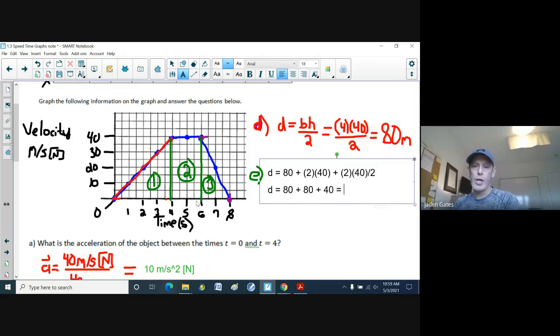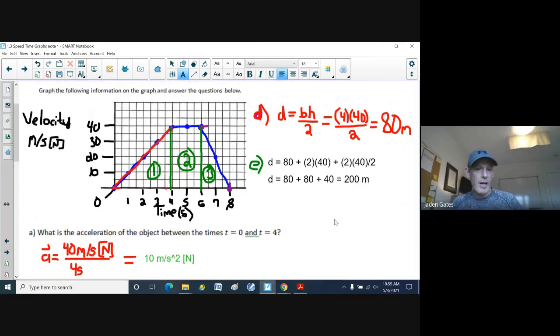So if we add all those up, let's see here. 80 plus 80. Yeah, Corey, I agree with you. 200 meters in total this person traveled. Even though it looks like they sped up, then maintained speed, and then slowed right down to nothing and stopped. But in total, that was a 200 meter journey.